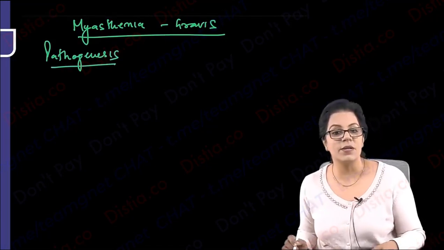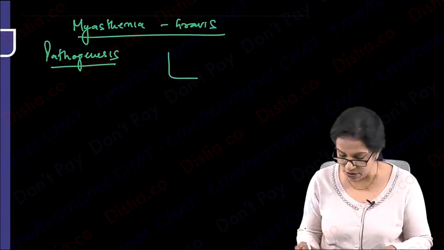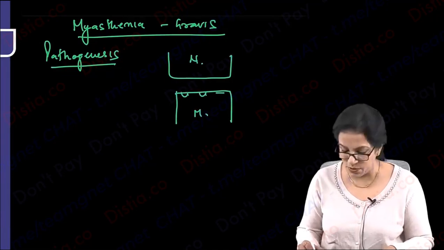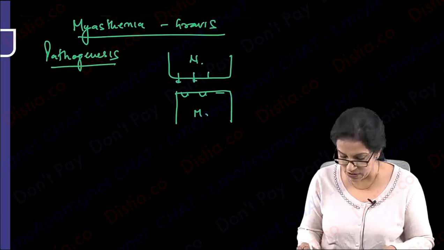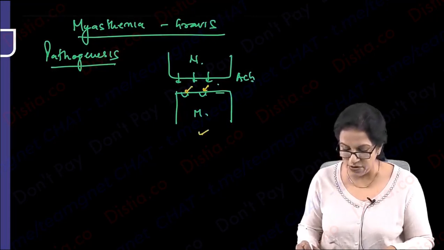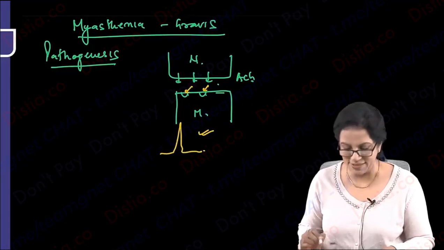Antibodies towards the acetylcholine receptors. If you talk about the NM junction, if this is the nerve end and this is the muscle end, there are the receptors out here. So the nerve end is secreting acetylcholine, and this acetylcholine should act on these receptors, and therefore the muscle contracts and a potential is generated.